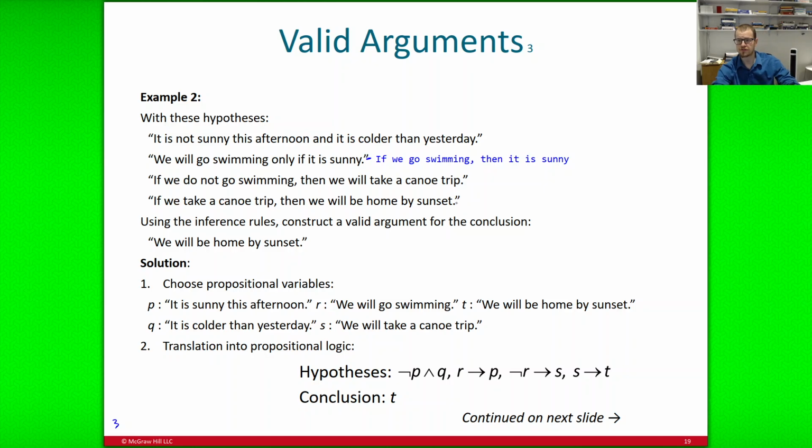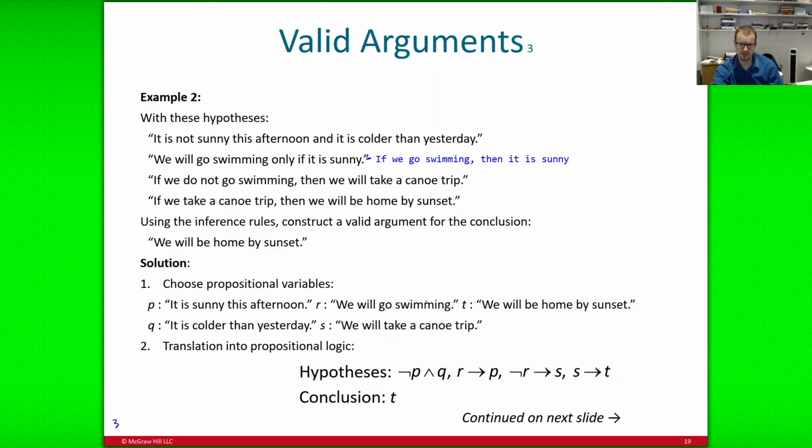Excellent. If we take a canoe trip, then we will be home by sunset. So we have these statements, and what we would like to do is conclude that we'll be home by sunset. So I want to take all of these and conclude that we'll be home by sunset. We're going to rewrite this symbolically. This is not what we will usually do when we begin to write proofs, but it makes sense here, so that we can use our symbolic rules of inference.